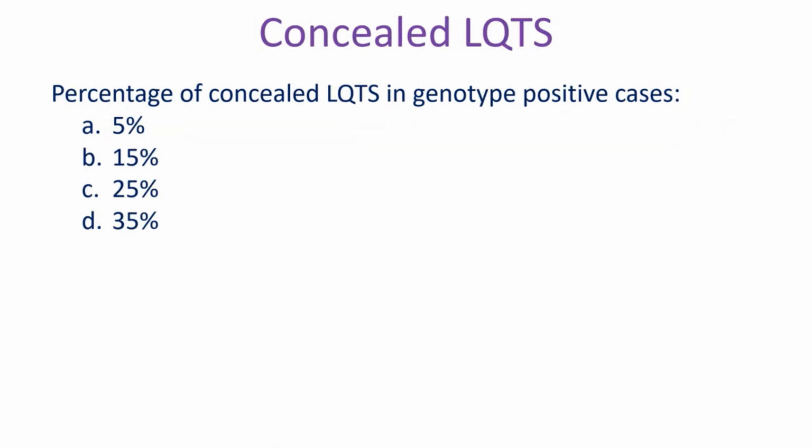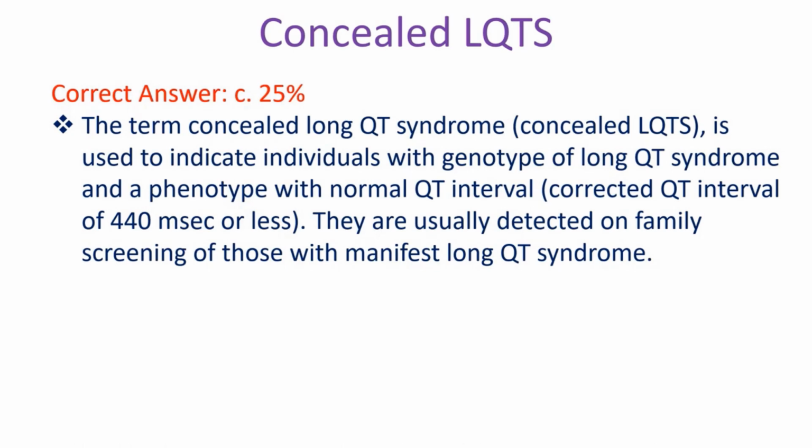Percentage of concealed LQTS in genotype positive cases: A 5%, B 15%, C 25%, D 35%. Correct answer C 25%. The term concealed long QT syndrome is used to indicate individuals with genotype of long QT syndrome and a phenotype with normal QT interval. They are usually detected on family screening of those with manifest long QT syndrome.